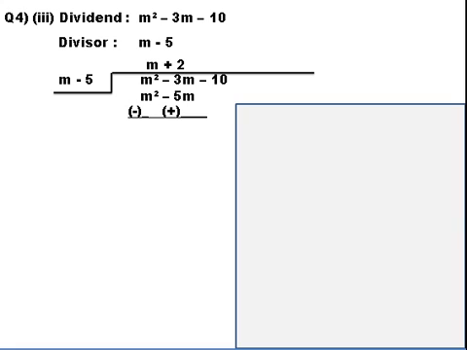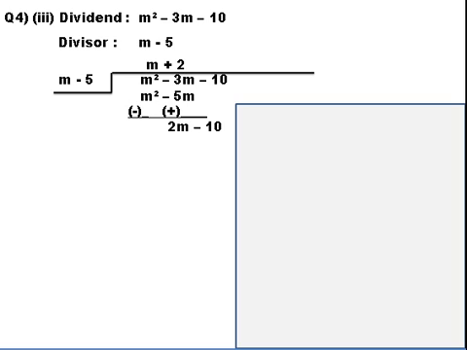Now m square minus m square, because it will be taken as negative, the second expression. M square minus m square will give you 0. Minus 3m plus 5m will give you the positive sign, because the greater number is positive now, 5 is greater. So the result will be 5 minus 3, that is 2. So the result is 2m followed by the remaining term, that is minus 10.